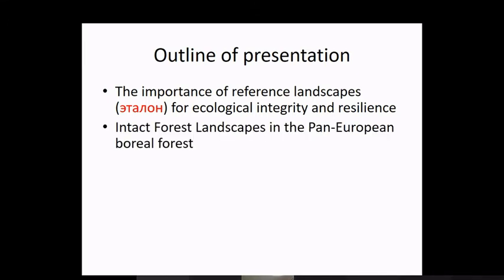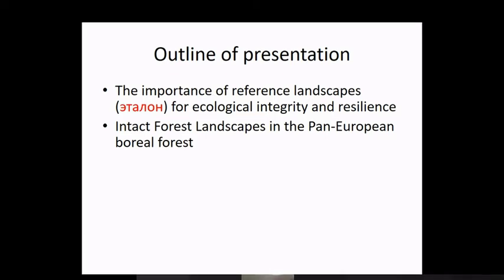And when it comes to forests, what has been highlighted as intact forest landscapes, so areas 50,000 hectares large but without any major signs of human influence, are a very interesting example of such reference landscapes. And I focus on the pan-European boreal forest, so from the Atlantic Ocean to the Ural Mountains.